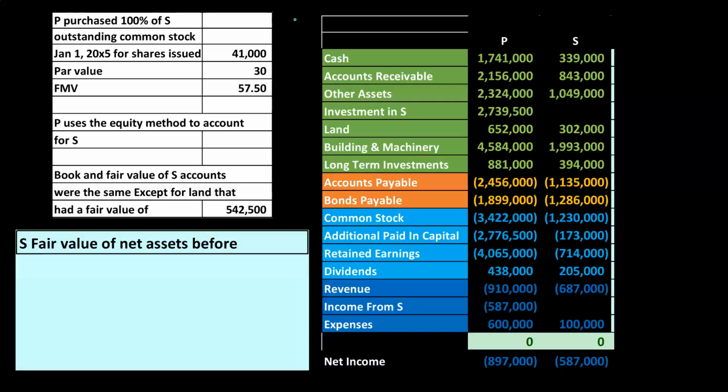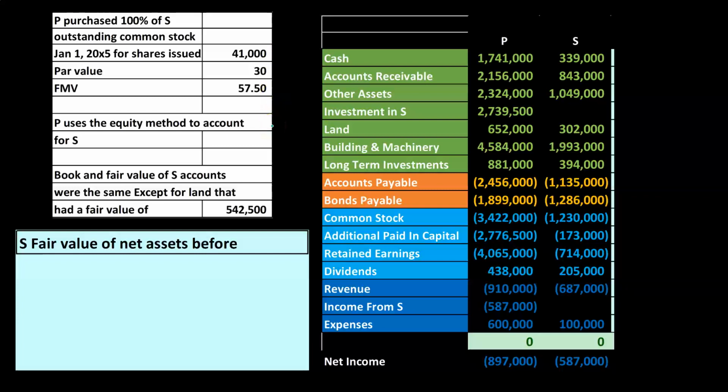Here we have our information. P is going to be the parent company, purchases 100% of S's outstanding common stock in January. So we're going to say at the beginning of the year for the issuance of 41,000 shares of stock. So in other words, again, P is purchasing S's common stock, but rather than paying cash for the common stock, P is issuing shares of their stock. The shares being issued are 41,000 shares, par value 30, fair market value 57.50.